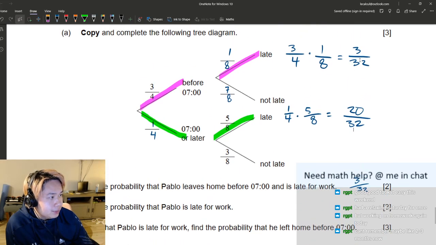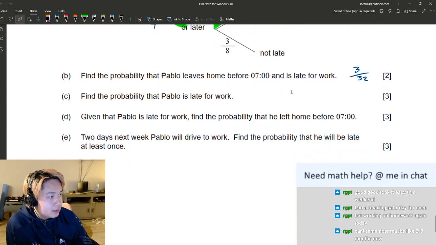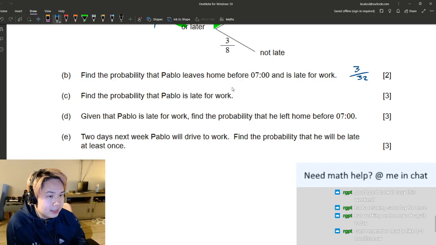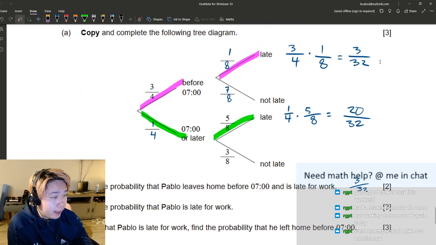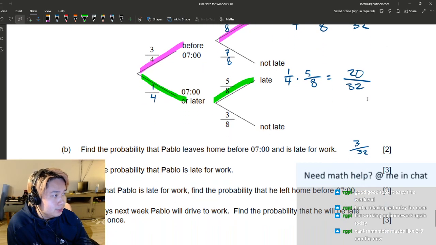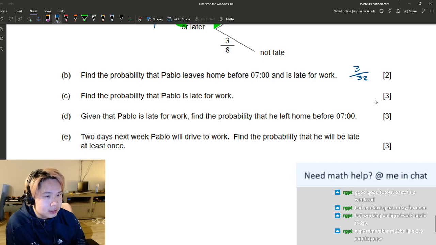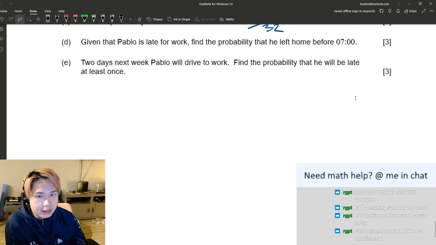So these are the only ways that he can be late. So the probability that he is late is we add the two separate probabilities together. So 3 out of 32 plus 20 out of 32 is 23 out of 32. Okay.